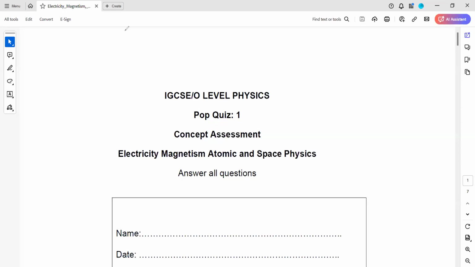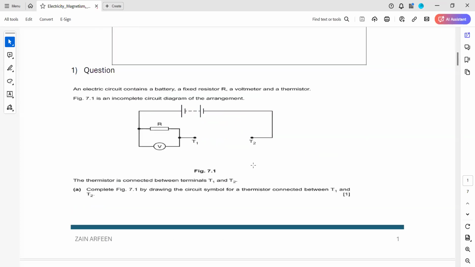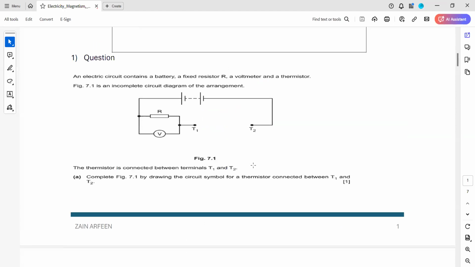The pop quiz was related to electricity, magnetism, atomic, and space physics. You can also use chat, mic, or screen annotation to answer these questions.